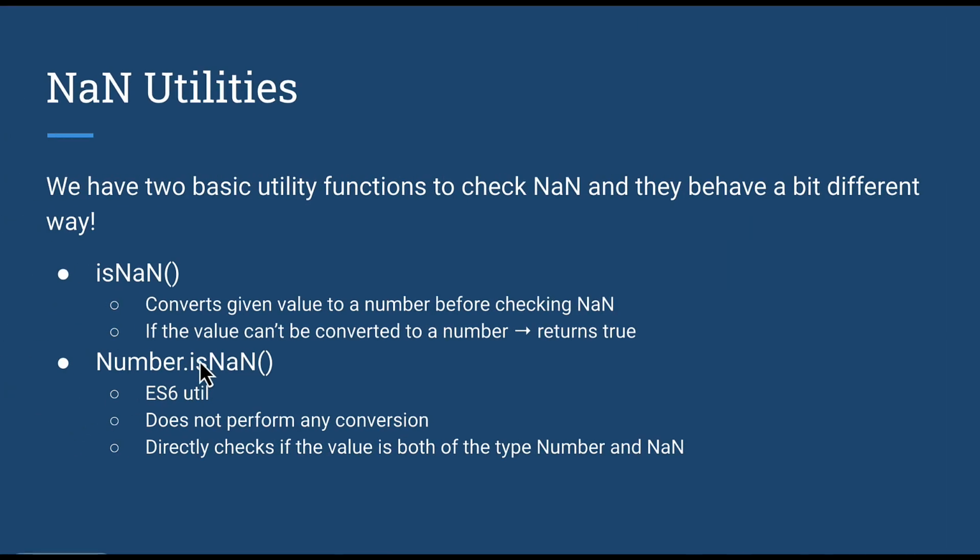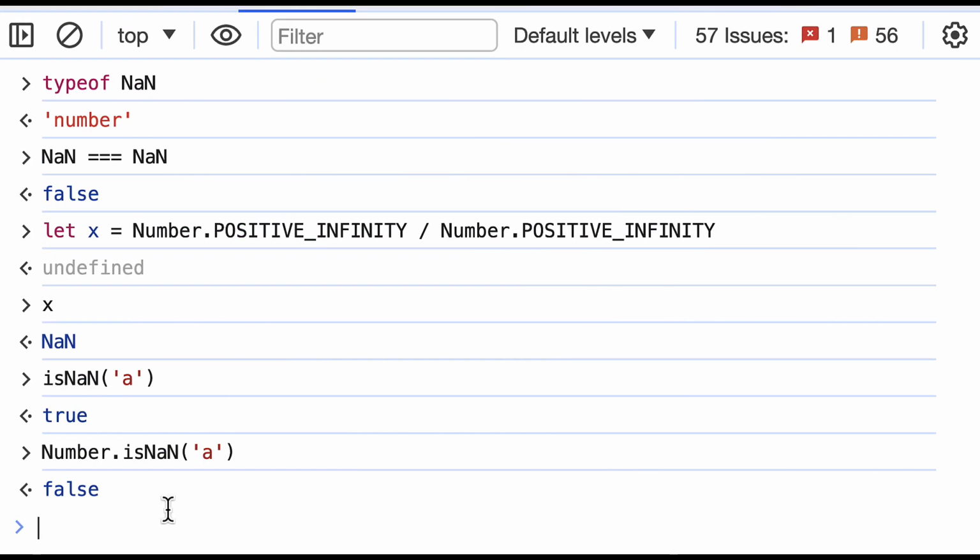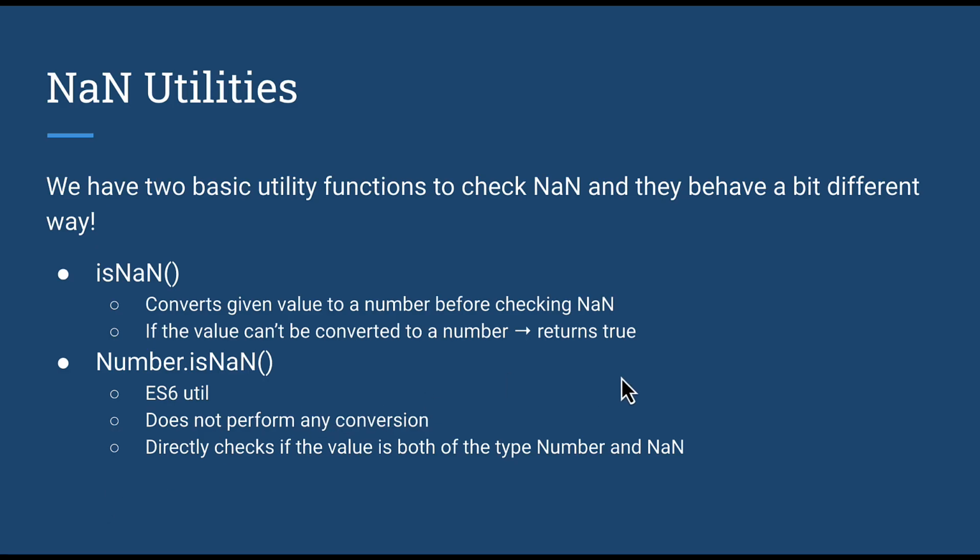But when it comes to the Number utility, it does not perform conversions, so it directly checks the value is both of type number and NaN. So is it a type number? No. So it returns false. So simple. All right, let's continue our slides.